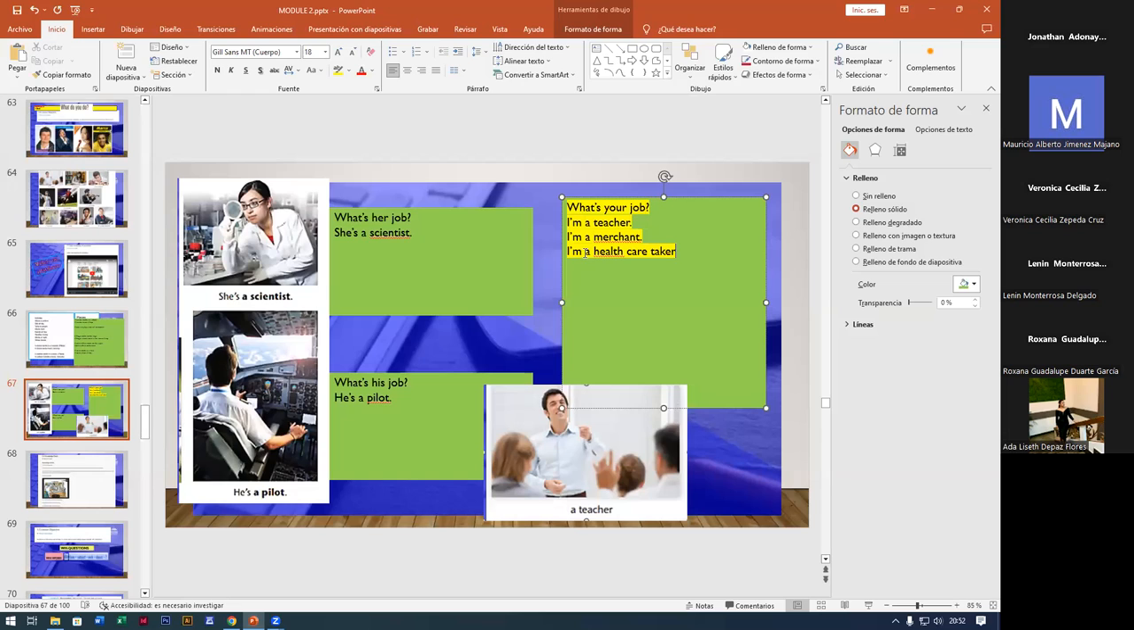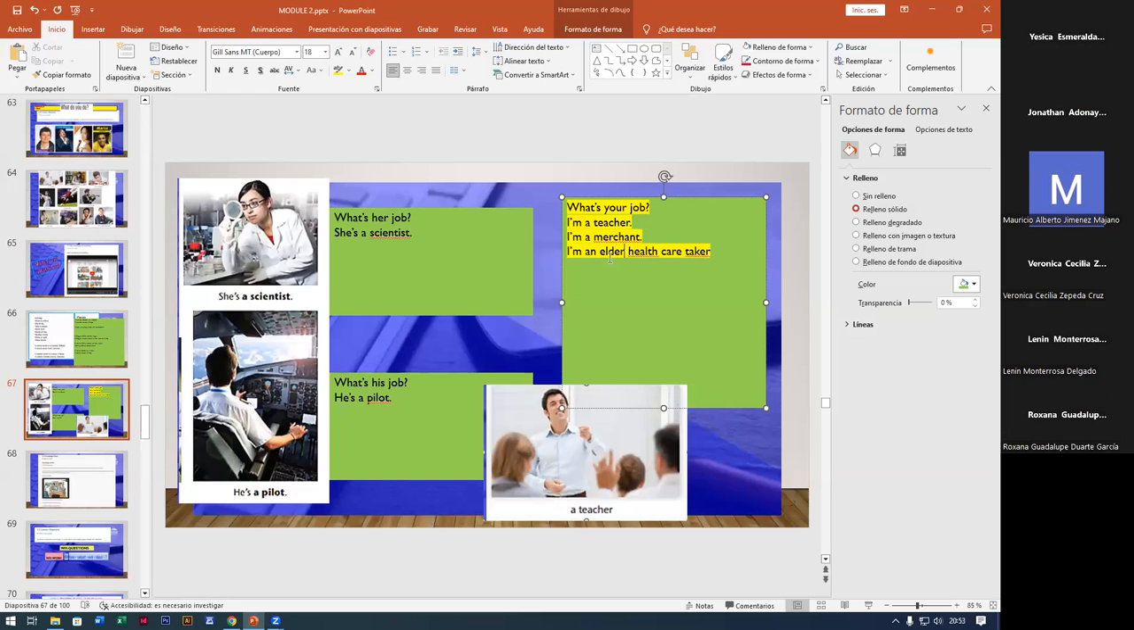So you can also say, I'm an elderly, like this. Health taker, because you take care of the elderly. Elderly son de la tercera edad. I'm an elderly health caretaker. Right, that's good. That's an important occupation, right? And not very easy, not tan fácil, right? It's difficult.